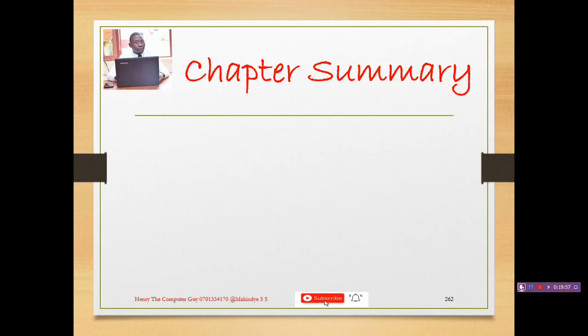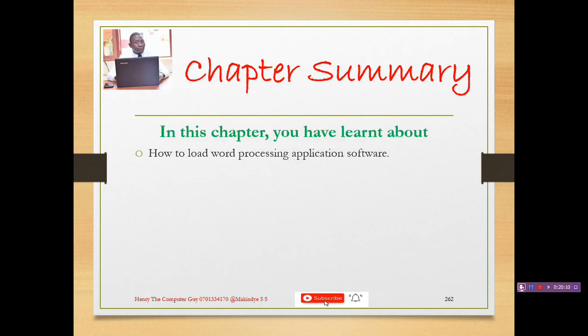And we have our chapter summary. Remember, this lesson brings us to the end of our lessons presentation for senior ones, and it's been fun. So they are telling us that in this chapter you have learned about how to load a word processing application. For example, we said you can click on start, you come to all programs, come to Microsoft Office, then you look for the Microsoft Word that you want.